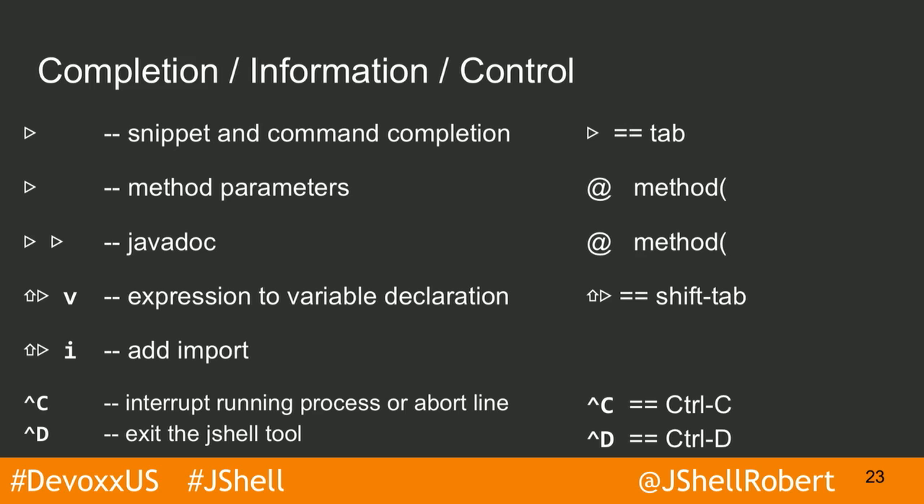If you're at the beginning of a method call, just after the parenthesis, and you hit tab, at that point it will show you method parameters. It will show you all the possible signatures for that method. And if you hit it again at that point, you'll get the javadoc.